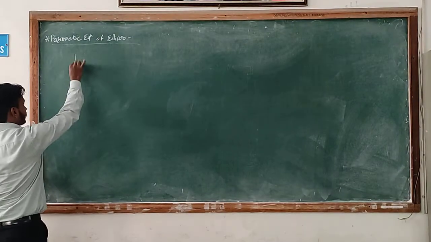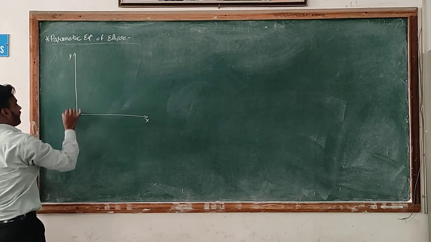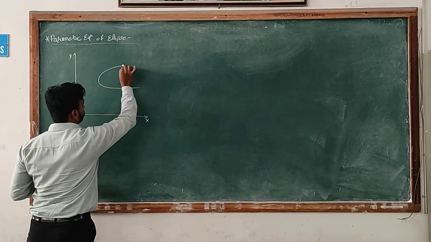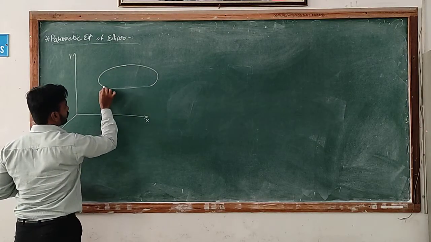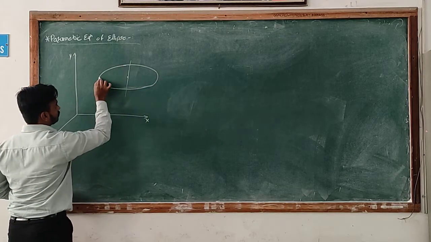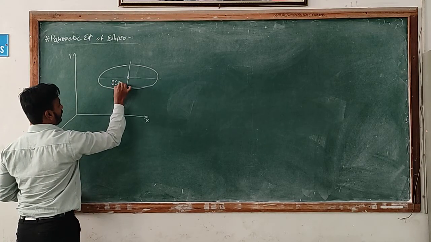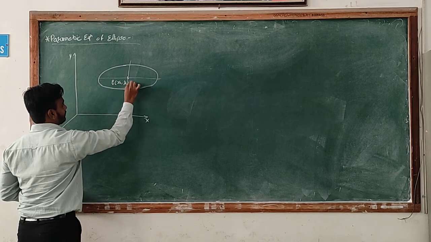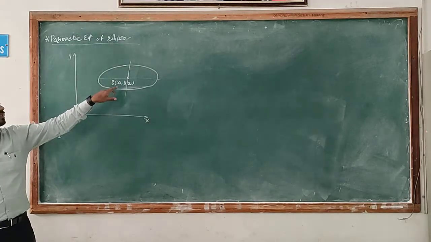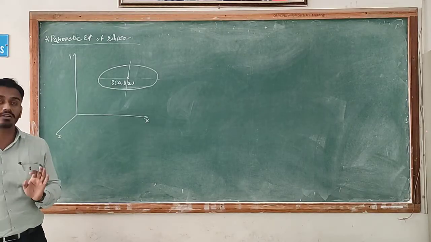Okay, so suppose this is my coordinate system. This is the x-axis, this is the y-axis, and this is the z-axis. And this is my ellipse. This is the center of the ellipse, having the coordinates, suppose, xc, yc, and zc. It is denoted by PC, where XC, YC and ZC are the X, Y, Z coordinates of the center of the ellipse.